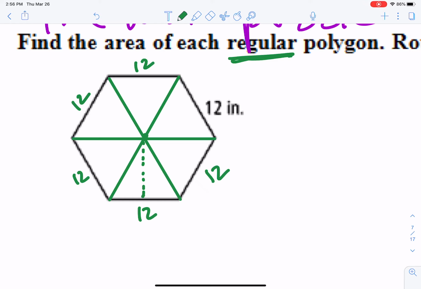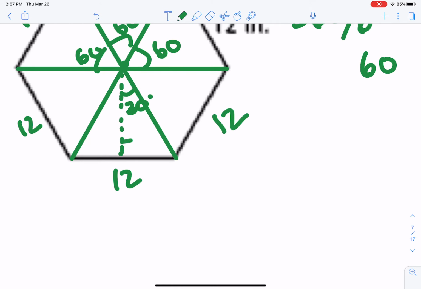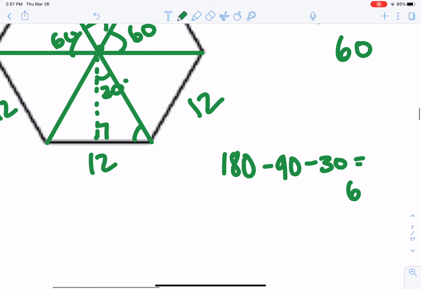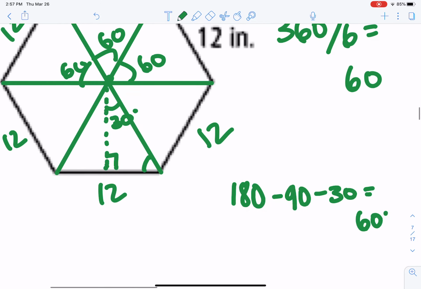So first I have 360 degrees divided by 6 sides is 60 degrees for each of these. If this whole thing is 60 right here, then this half would be 30. This would be a right triangle, and we could find this angle by doing 180 minus 90 minus 30, and that should give me 60 degrees. It just so happens to work out that it's the same as this one over here. So that's 60.